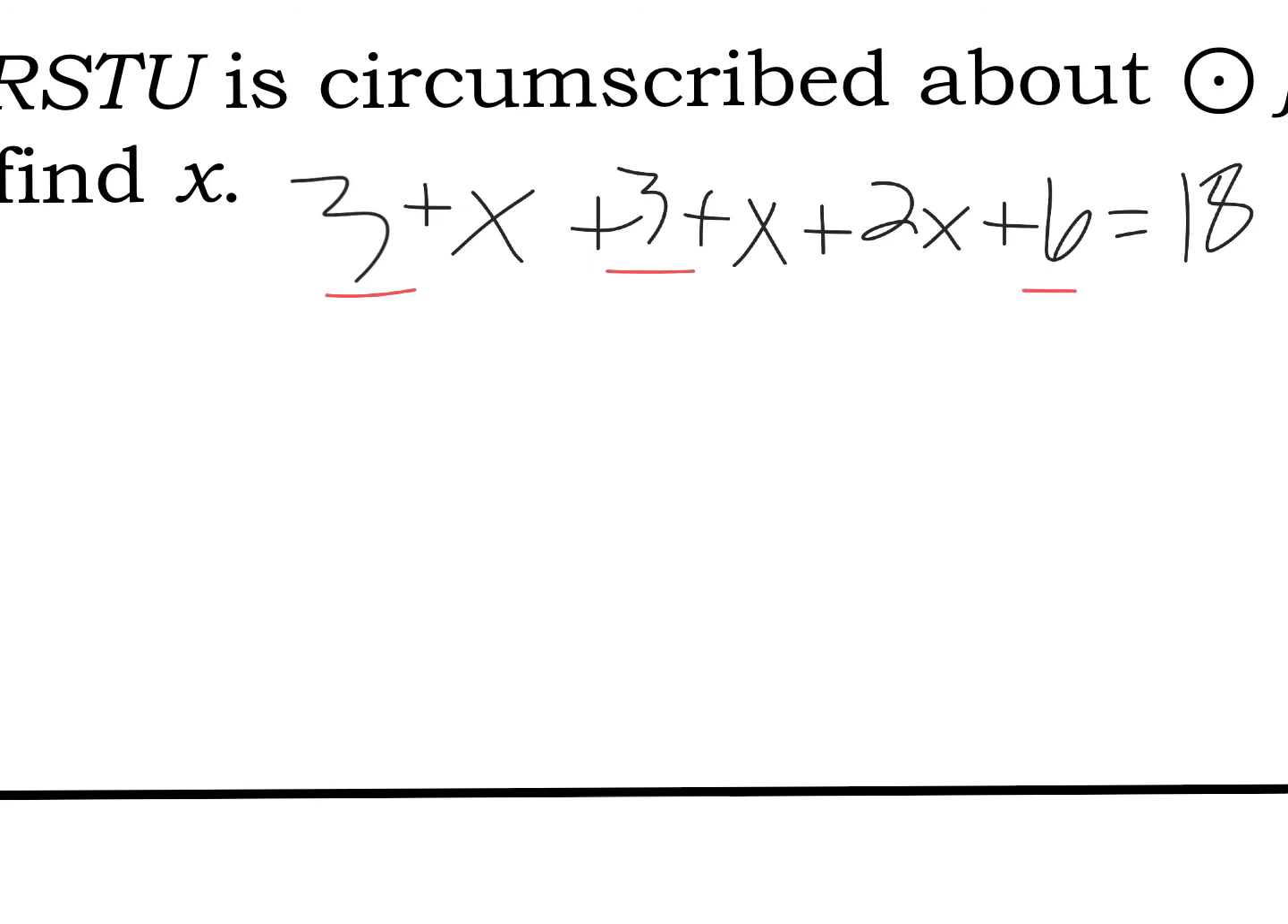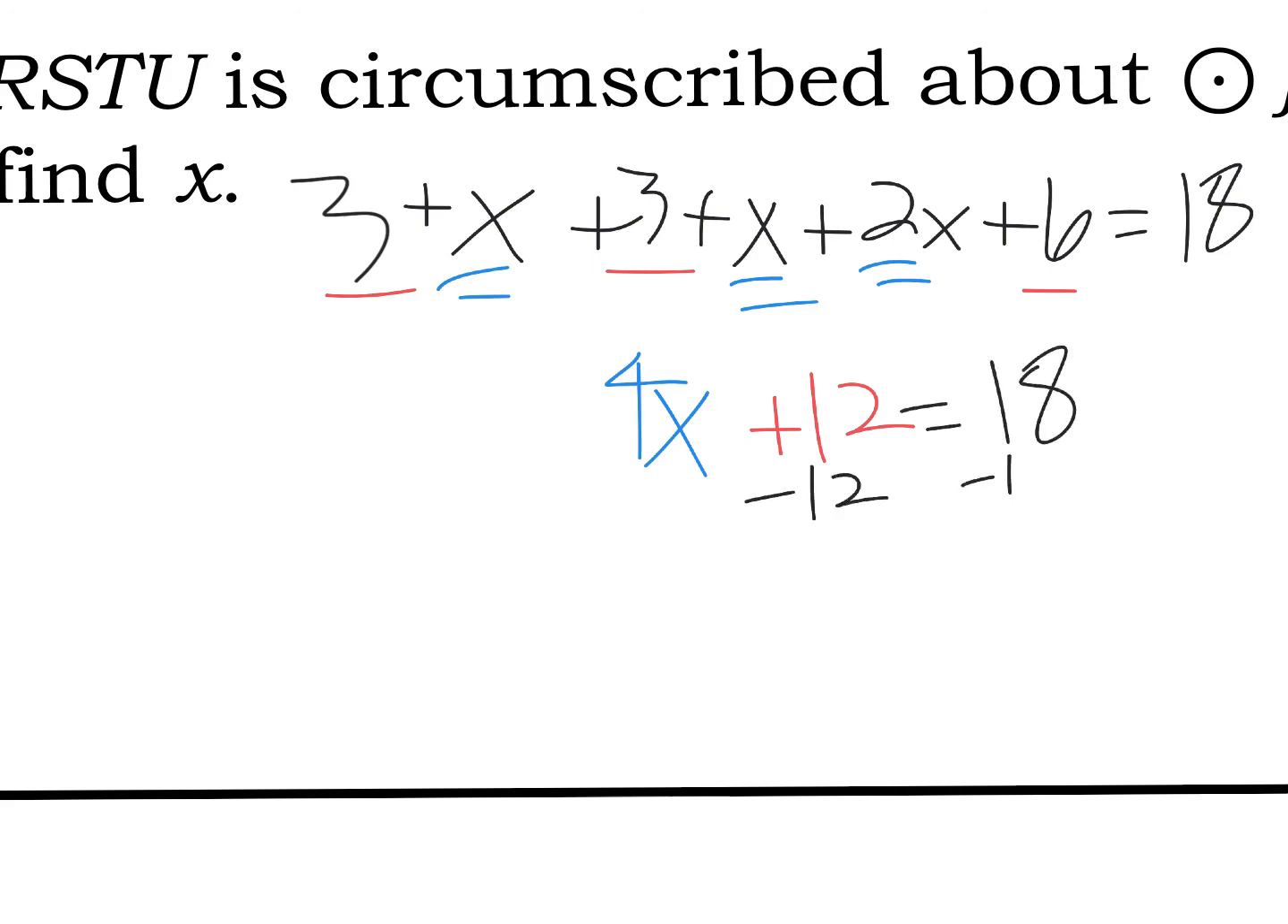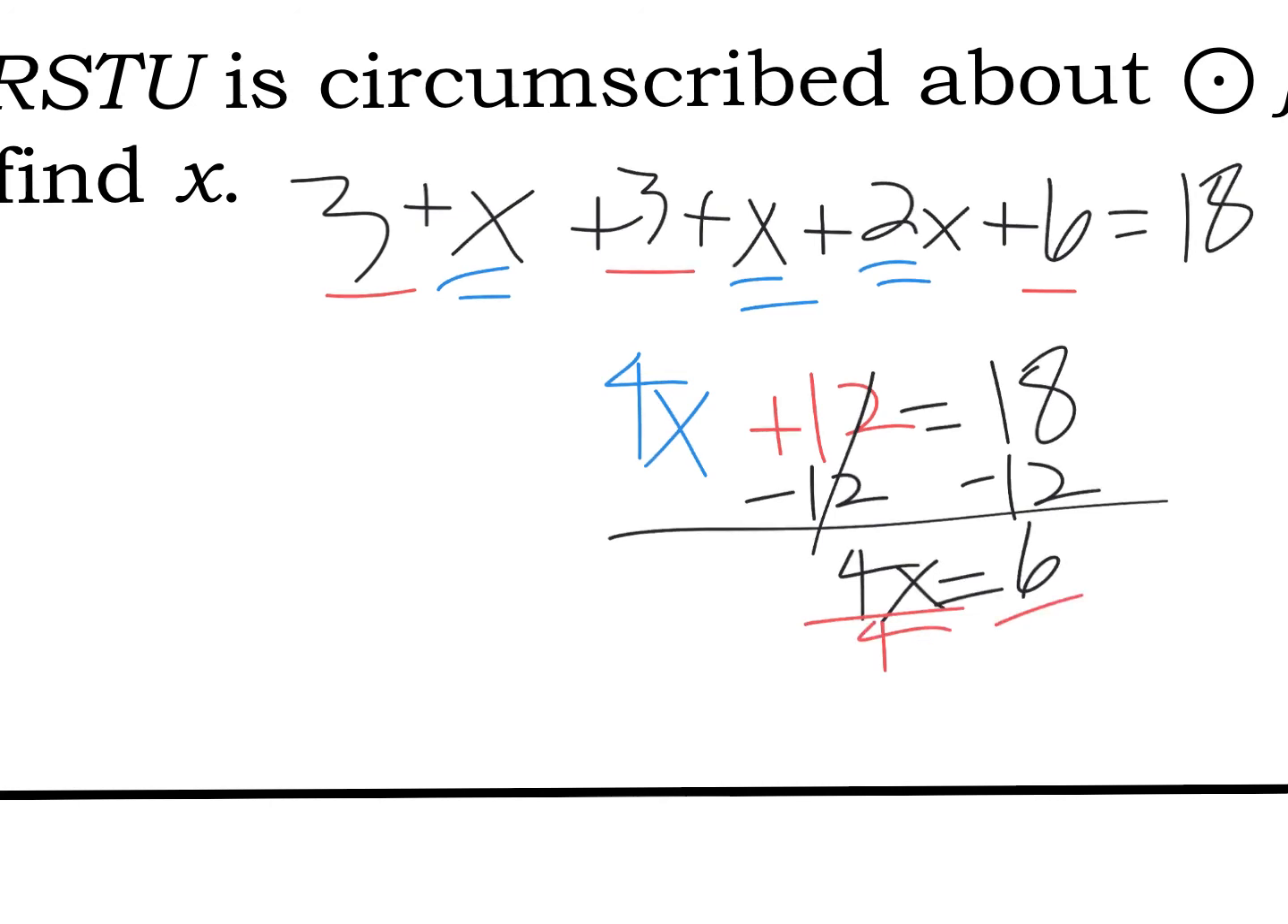So let's add all our constants. 3 plus 3 is 6, plus 6 more is 12. And then how many x's do we have? We have 1, 2x, plus 2 more x's, that's 4x. So I have 4x plus 12 equal to 18. So I can minus 12 to the other side. 18 minus 12 is going to give me 6. So 4x equals 6. We got to divide both sides by 4. And I'm going to have to reduce that fraction. 6 over 4 is going to make 3 over 2. And if you want, you can convert that to a decimal. 3 over 2 is 1.5.